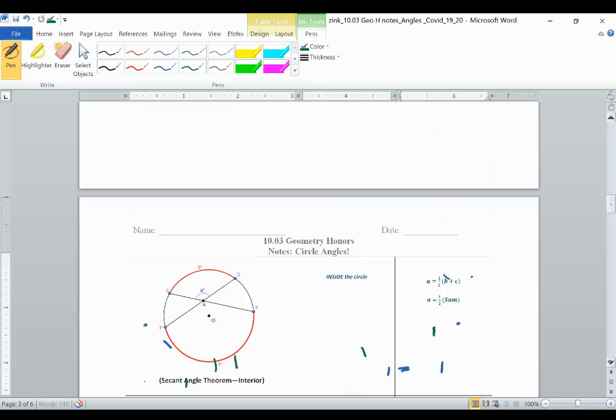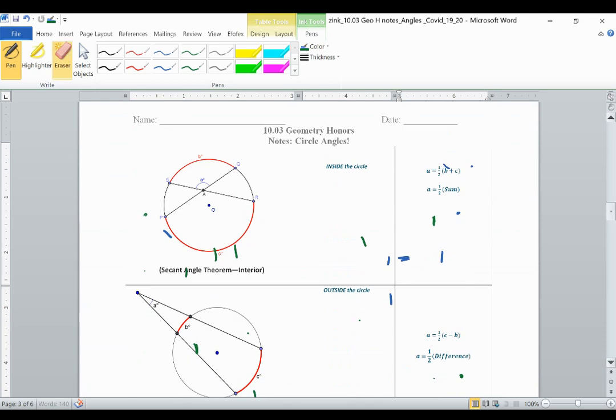Okay, the next one is if we have a vertex inside of the circle. So here it says it's a secant angle theorem, but also those could be made up of chords, which they appear to be chords in this particular picture as well. So this is when our vertex is inside the circle, but it's not at the center. So the center is O. This is not at the center, so the measure of the angle is not going to be the same as its intercepted arc.